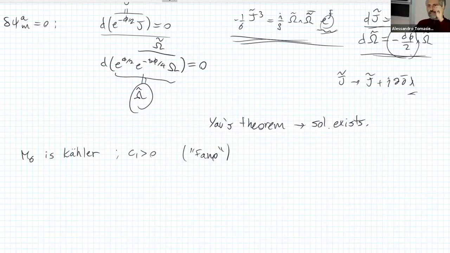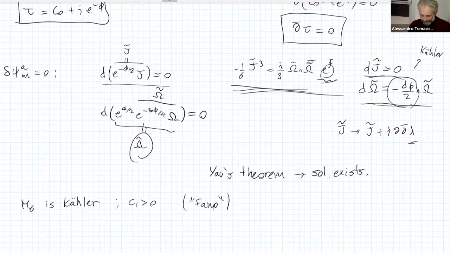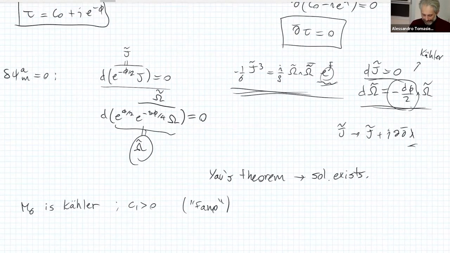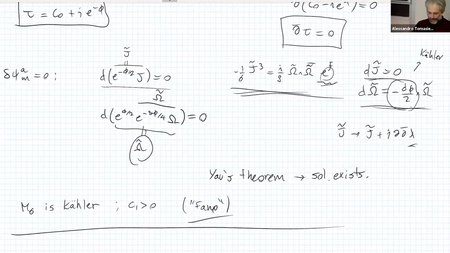I'm not quite ready to abandon this class. We have found a lot, but we still haven't seen a single solution. So how do you find solutions? You should have this holomorphic tau on this Fano manifold. And you might say, okay, I'm done, I'll just write any holomorphic function on a compact Fano and I'm done.